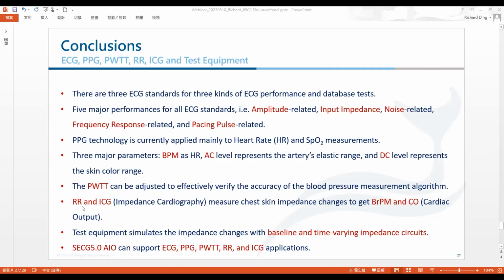Okay. RR and ICG. ICG is impedance cardiography, measuring chest skin impedance change to get BRPM and the CO. CO means cardiac output. The equipment simulates the impedance change with the baseline and the time varying impedance circuits. Okay, SECG 5.0 AIO can support ECG, PPG, PWTT, respiratory, and ICG applications.